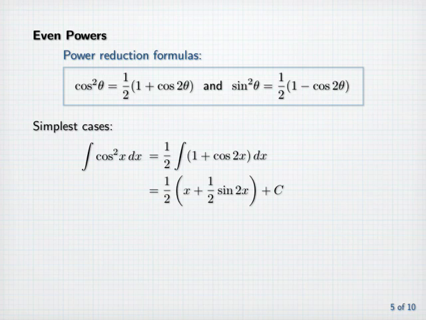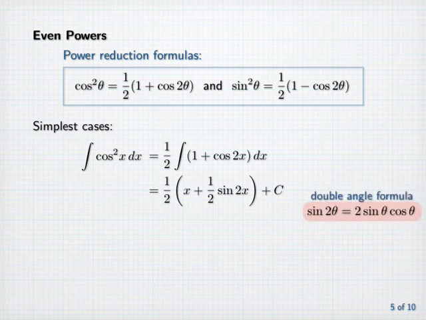In some situations, we would prefer to write the result in terms of cosine x and sine x rather than sine of 2x. So we can use a double angle formula here that says sine of 2 theta equals 2 sine theta cosine theta to rewrite our result as 1/2 of x plus sine x times cosine x plus c.